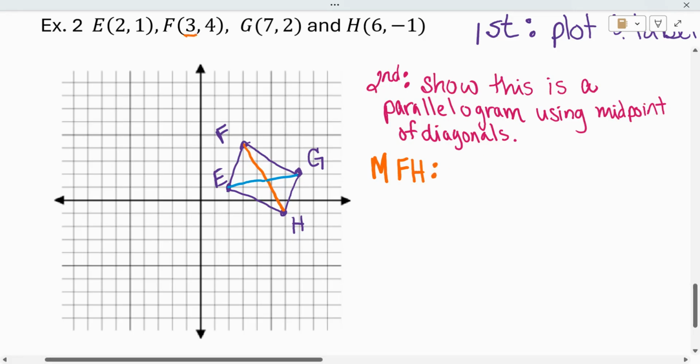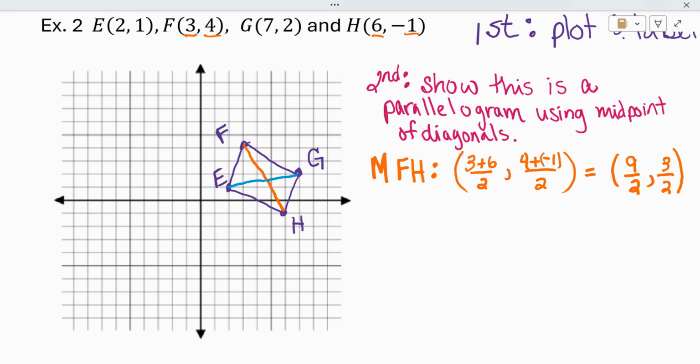So I'm using 3 plus 6 divided by 2 and 4 plus negative 1 divided by 2. Well, what is 3 plus 6? It's 9. So I have 9 over 2, and 4 plus negative 1 is 3. 3 over 2. I know 9 over 2 is an improper fraction. I don't care. If they have the same midpoint, the other one will have the same improper fraction. So just go with it.